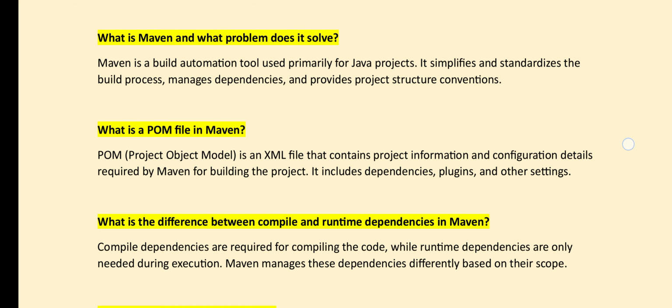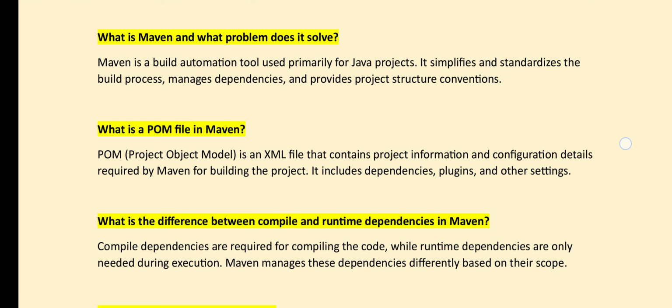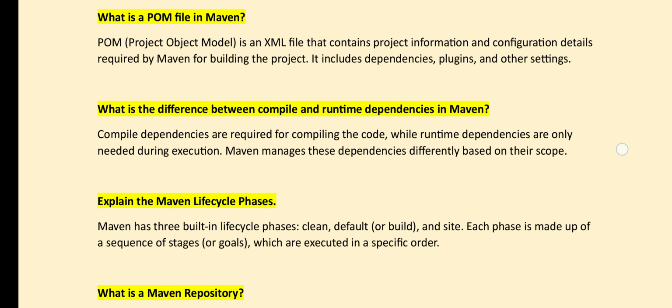What is the difference between compile and runtime dependencies in Maven? Compile time dependencies are required for compiling the code, while runtime dependencies are only needed during execution. Maven manages these dependencies differently based on their scope.